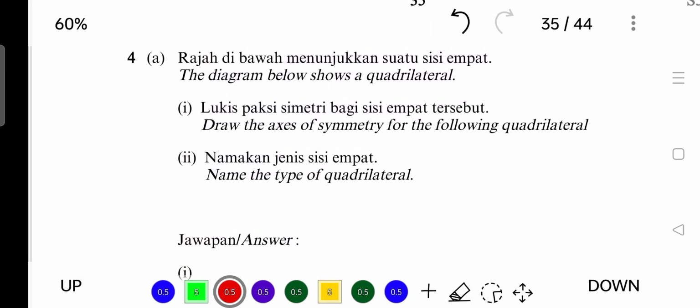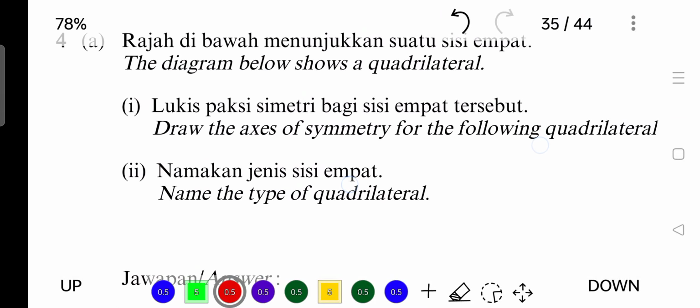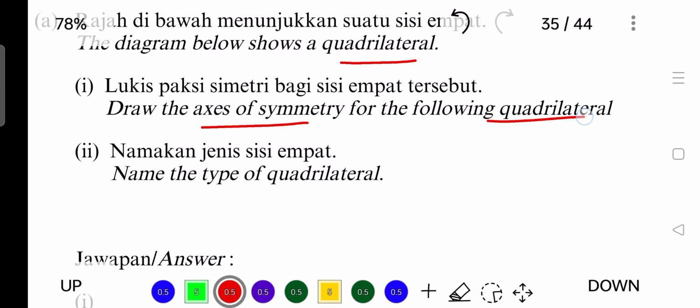Okay, hello everyone. This is the continuation of part C. We'll begin with question 4a. What is stated here? The diagram below shows a quadrilateral. Draw the axis of symmetry for the following quadrilateral.